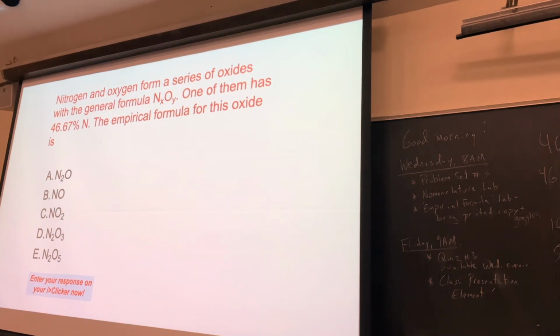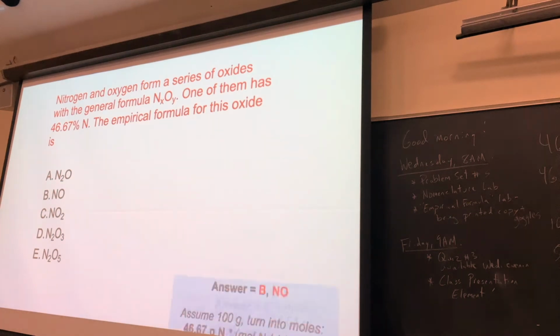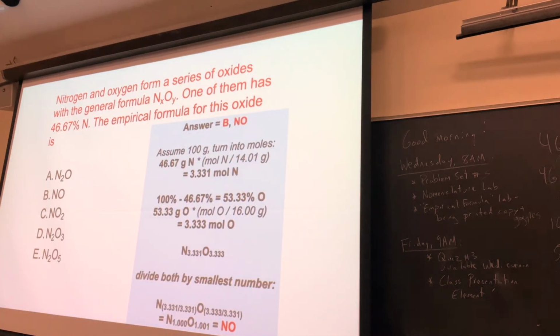Officially, divide both of those numbers by the smaller one, so 3.331 is smaller than 3.333. But you can tell that it's basically like 1 to 1. So the empirical formula here is just going to be NO. It's basically just 1 nitrogen to 1 oxygen. A little bit of percent error, like we talked about earlier, but pretty close to 1 to 1. So percentages to grams to moles, compare them, empirical formula, whole numbers, no fractions. Cool. Questions on that?